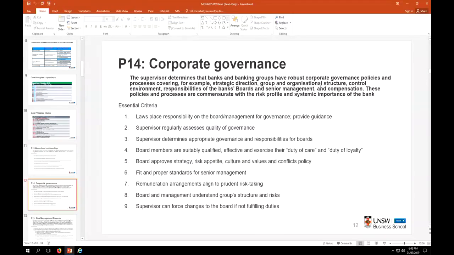And the corporate governance, you can see the standard says the banks must have robust policies and processes covering organizational structure, control environment, responsibilities of board and senior management, and compensation. So the board is responsible for corporate governance. The supervisor regularly assesses governance. The board members are suitably qualified, so they're fit and proper. The board must approve strategy, risk appetite, culture, values, and conflicts. So you've got fit and proper standards, and that's where the terminology comes from. You go to many countries and you find these fit and proper standards, and I was wondering where the wording came from. You must have remuneration arrangements aligned to prudent risk-taking, et cetera. So that's the corporate governance standard, right, that each country needs to then incorporate.